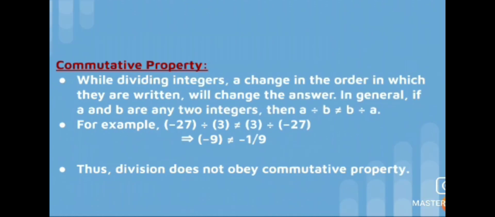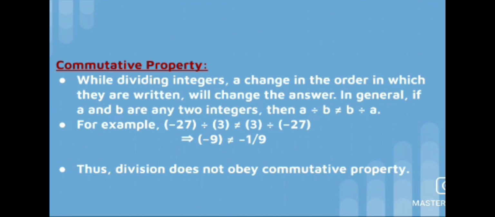Next one, commutative property. If closure is not satisfied, surely commutative also will not be satisfied. Let us see. While dividing integers, a change in the order in which they are written will change the answer. In general, if a and b are any two integers, then a divided by b is not equal to b divided by a. For example, minus 27 divided by 3 is minus 9. But 3 divided by minus 27 is equal to minus 1 by 9. So one is an integer, another one is a fraction number. So these two are not equal. So division does not obey the commutative property.